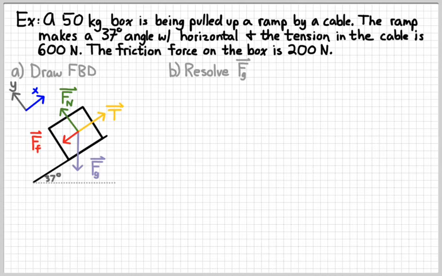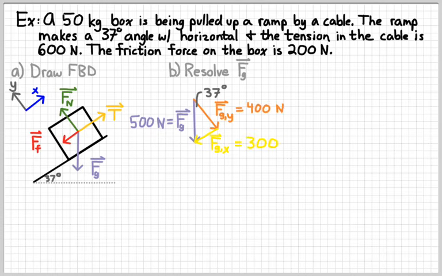So next, do this. See if you can resolve the force of gravity. Again, press pause, see if you can do that. So the triangle will look something like this. That angle right there is 37 degrees. Doing m times g gives you 500 newtons for the force of gravity. And you might recognize that that was a 3, 4, 5 right triangle, or you can use your sine and cosine. Either way, you get FGY to be 400 newtons and FGX to be 300 newtons.